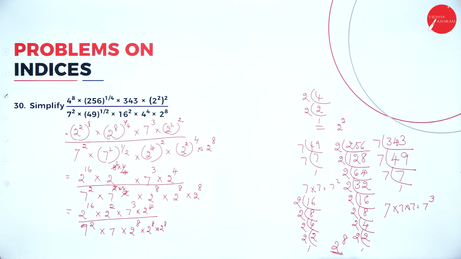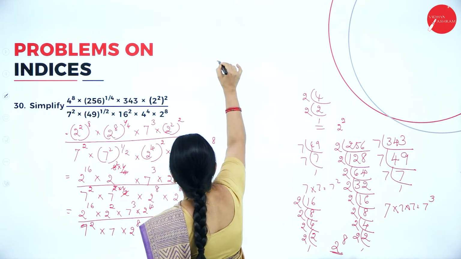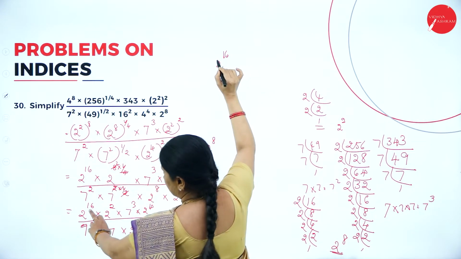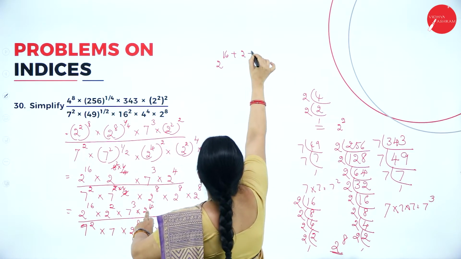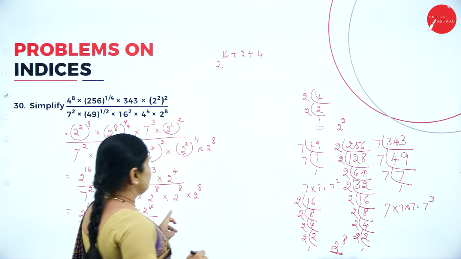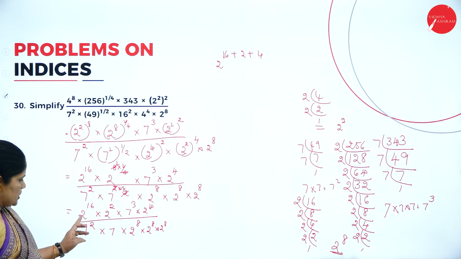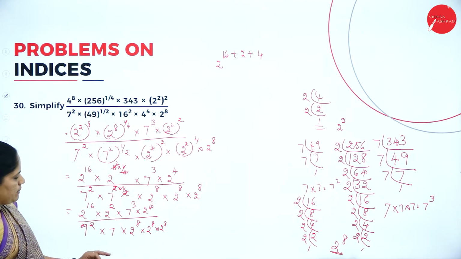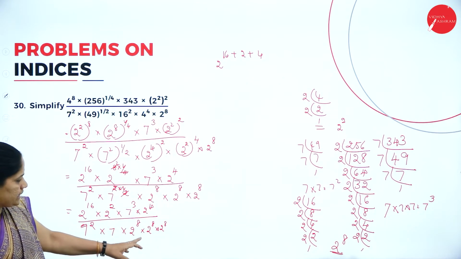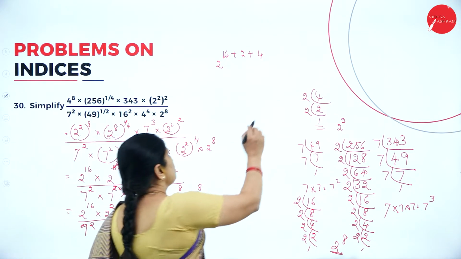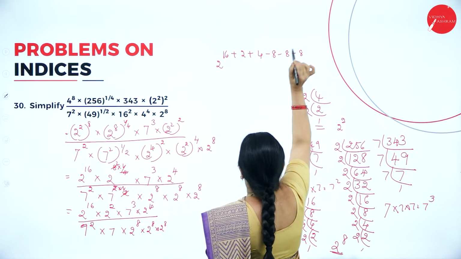Now, if I simplify this further, what will I get here? I will write it here. So, 2 to the power of 16 is there, plus 2 plus 4. So, whatever is in the numerator, so base 2, I am just adding all the powers. So, base 2 to the power 16, base 2 to the power 2, base 2 to the power 4 I have added. Now, whatever is in the denominator, I will subtract this. So, what is in the denominator? 8. So, I'll write minus 8, minus 8, minus 8.